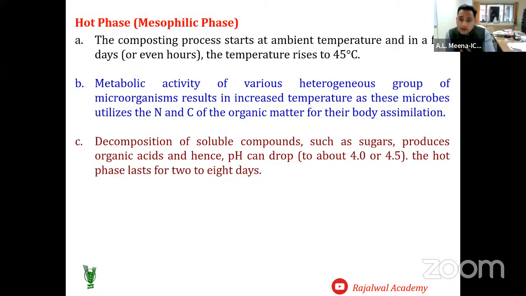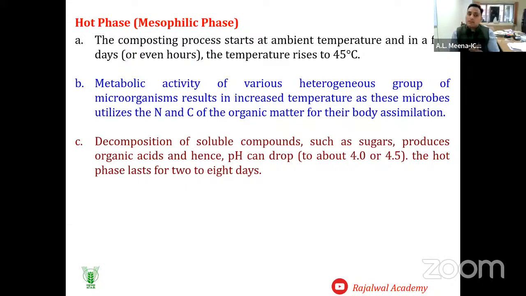The metabolic activity of a heterogeneous group of microorganisms results in increased temperature, as these microbes utilize the nitrogen and carbon present in the organic matter for their body assimilation. That is, for their metabolic activities they will use whatever organic material is available in that composting material. Decomposition of soluble compounds such as sugars produces organic acids, and hence the pH can drop.